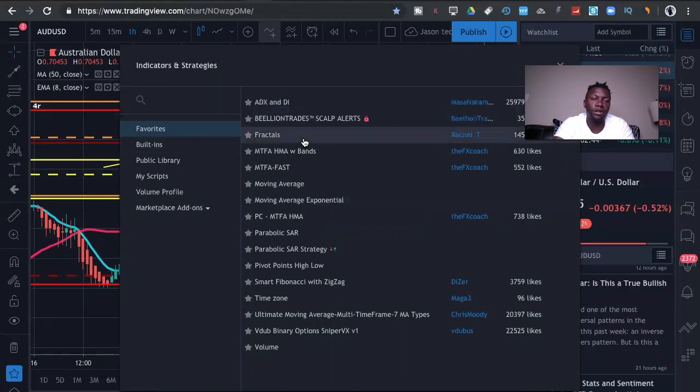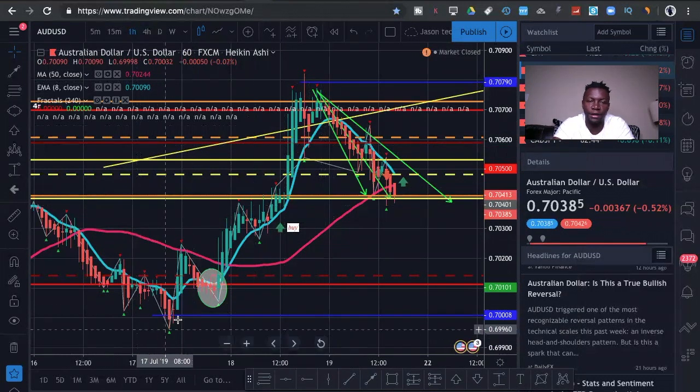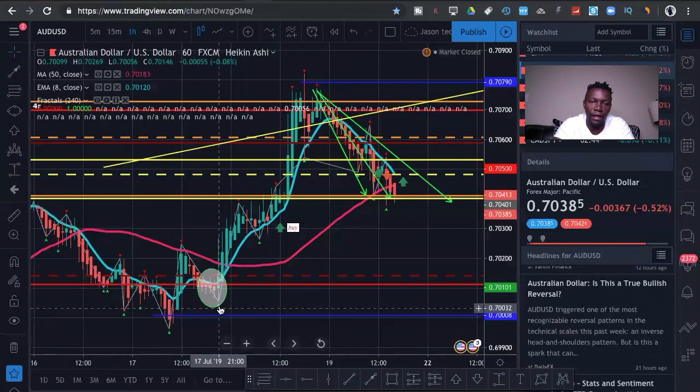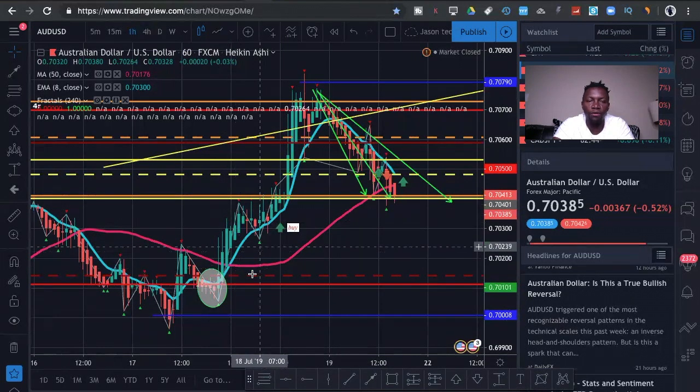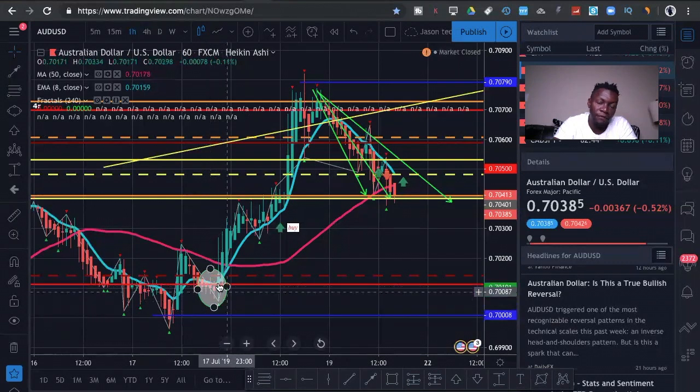This is called fractals, and it's pivot points that are 2 of the same. All right, so what it does, it gives you little arrows that indicates buys and sales. As you can see, you'll see a red arrow indicating the sell, a green arrow indicating the buy. When you see these arrows form, as you can see, this is another confirmation. Right here in this area where I circled it at. If that's not perfect, I don't know.